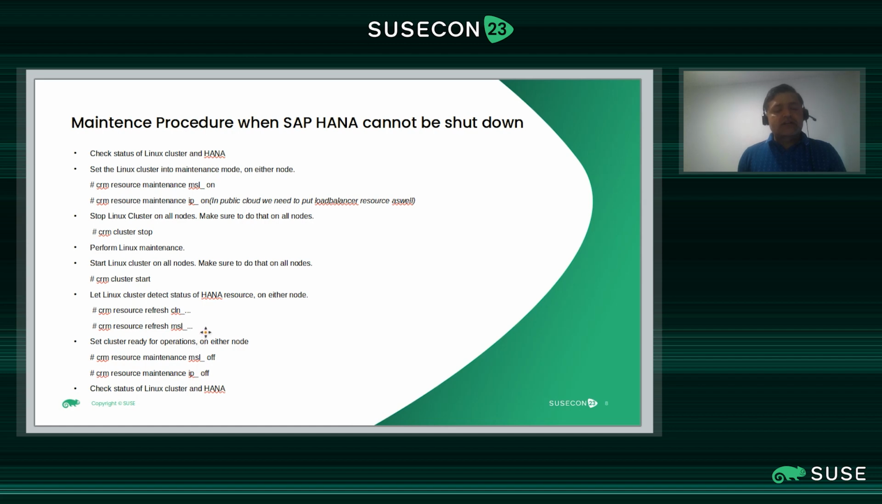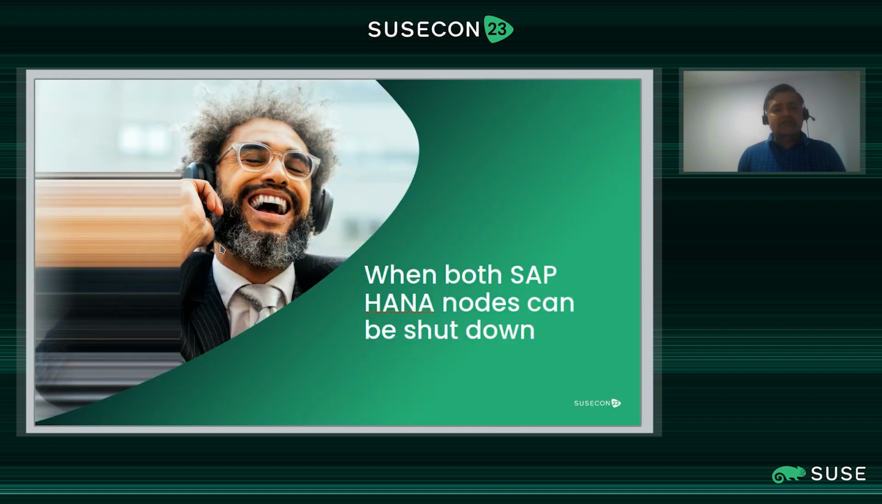So that was the steps for the scenario where we do not want the HANA database to be shut down. Next, we look at the steps or procedure where both the HANA nodes can be shut down. This is the most ideal scenario because the admin has the least risk, because both HANA databases are down, both clusters are down, and one can freely do all kinds of maintenance and then bring back the cluster as well as the HANA. So what is the step?